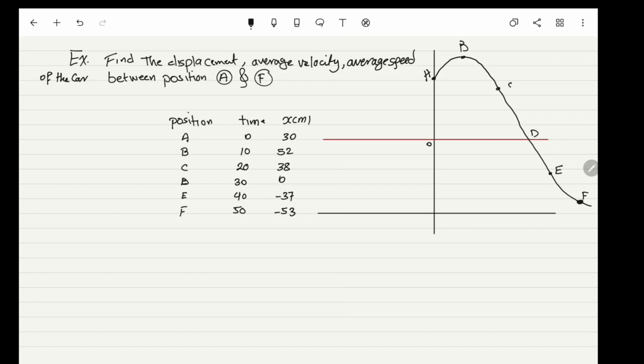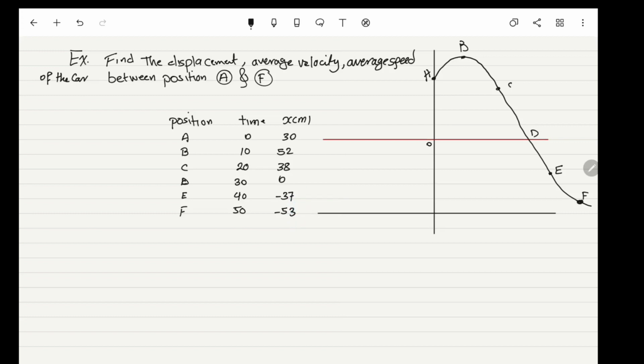One more example. Find the displacement, average velocity, and average speed of the car between position A and F. As we can see in this diagram, a car is moving in one dimension in different positions, A, B, C, D, E, F, and D is at the origin. This diagram is summarized in this table. Positions A, B, C, D, E, F, times 0, 10, 20 until 50, and the positions are 30, 52, 38, 0, minus 37, and minus 53.